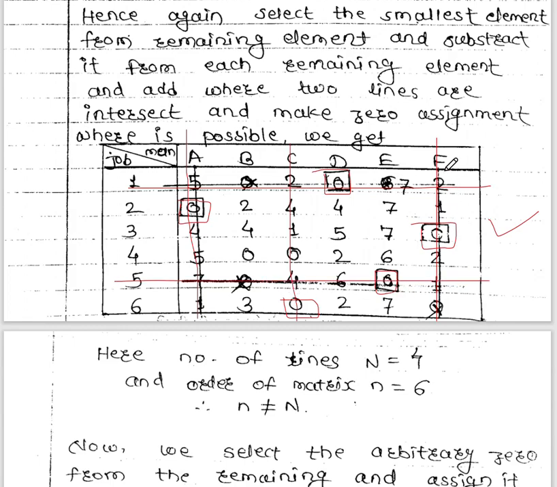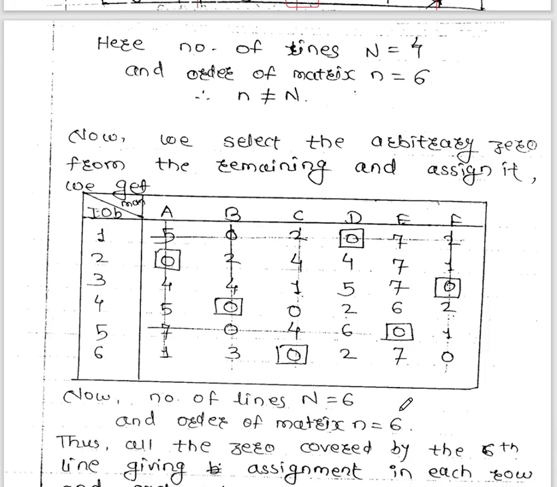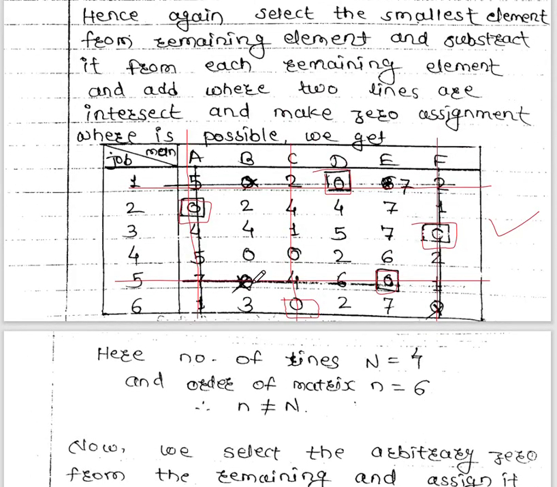In the sixth column there is already a zero assigned. So here the number of lines is 4 and the order of the matrix is 6. So therefore we can say that the order of the matrix is not equal to the number of lines. So again we will select the smallest element, that will be 0.